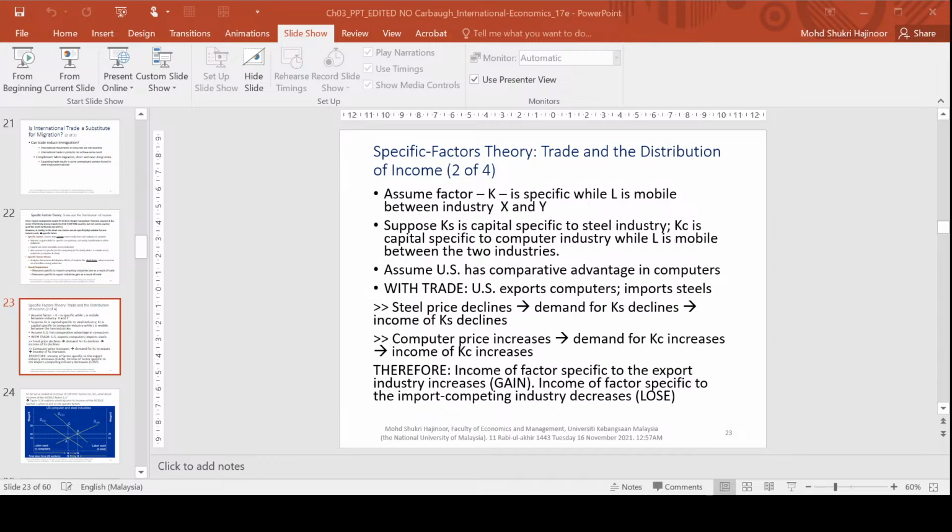Income of the factor specific to the import-competing industry will decrease. They will lose. If I'm the owner of capital that is specific to the production of steel, I'll be sorry for myself, will not be happy. But on the other hand, my neighbor, he owns capital specific to the production of computers, he'll be very, very happy. Got it?